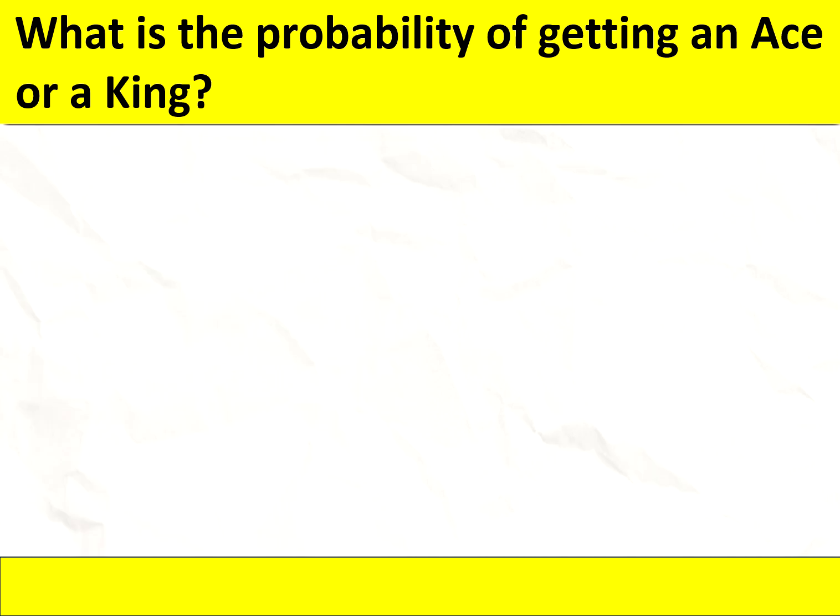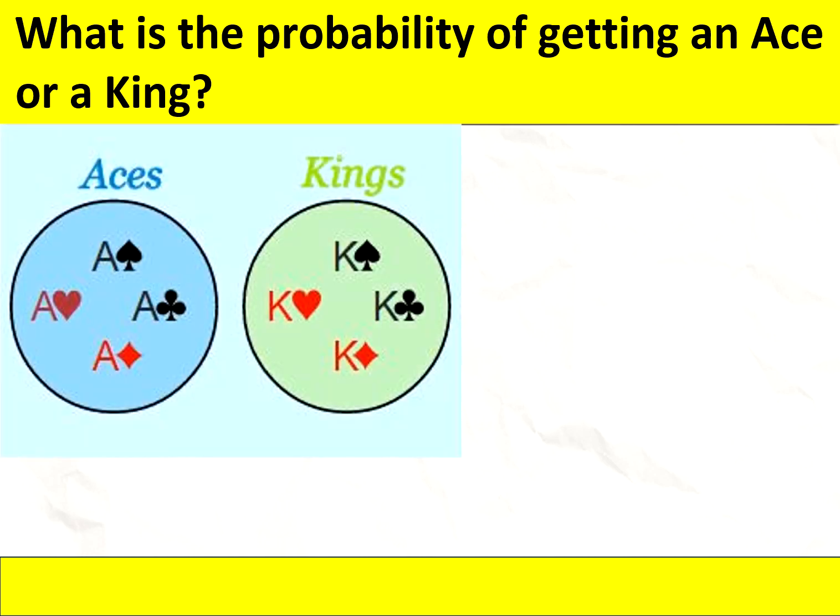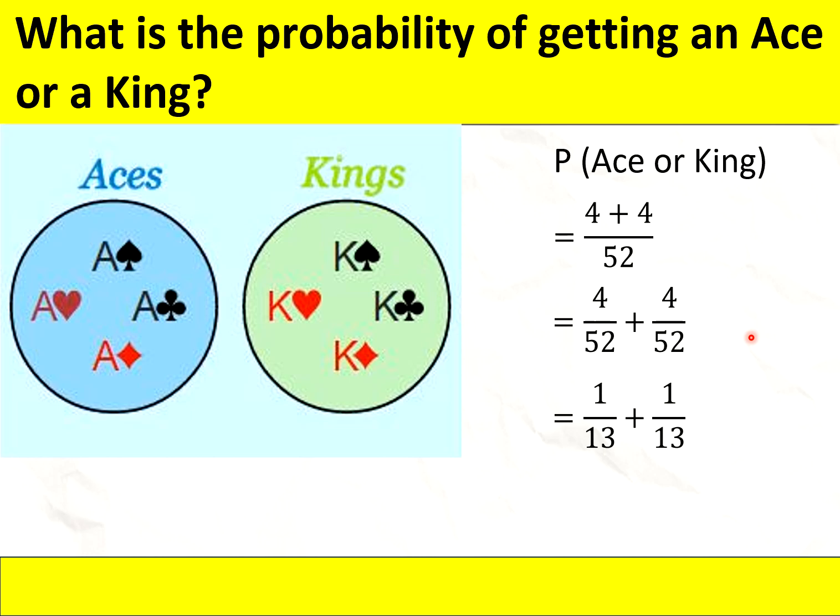First of all, let's take a look at this example. What is the probability of getting an ace or a king? Let's take a look using a diagram. We have the number of ace cards, which is 4, and the number of kings, which is also 4. To find the probability of getting an ace or a king, it is pretty straightforward. There are 4 ace cards plus 4 kings, so I just take 4 plus 4 out of the total sample space, which is 52. I simply add them together and get the answer, which is 2 out of 13.